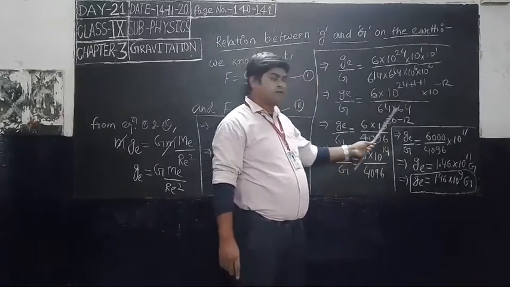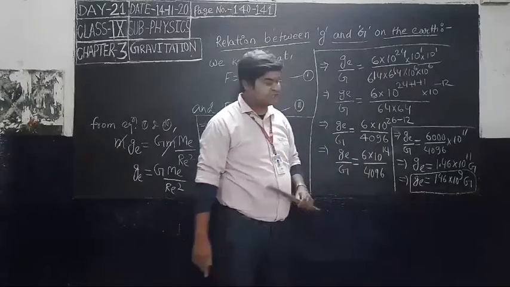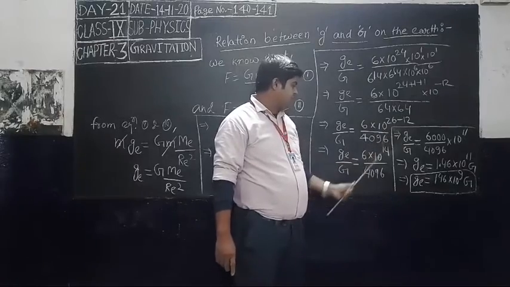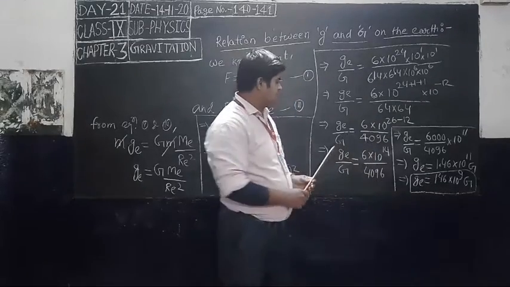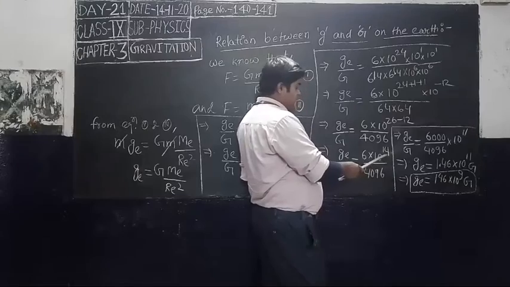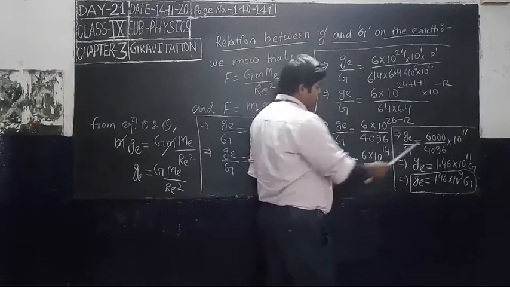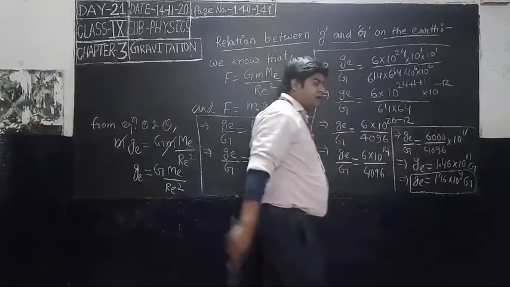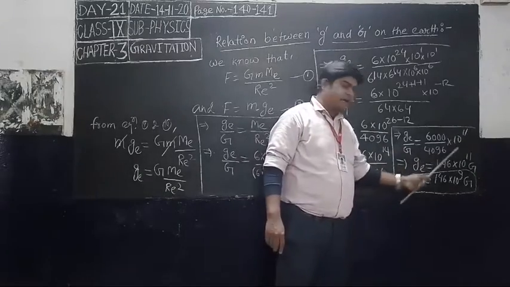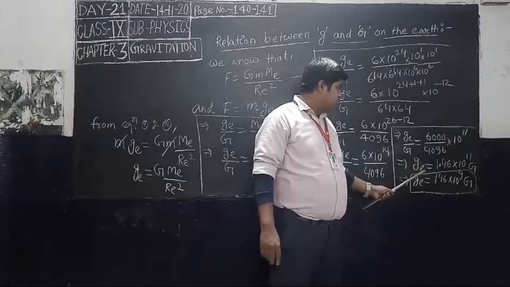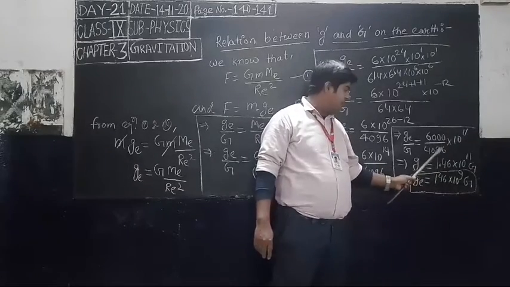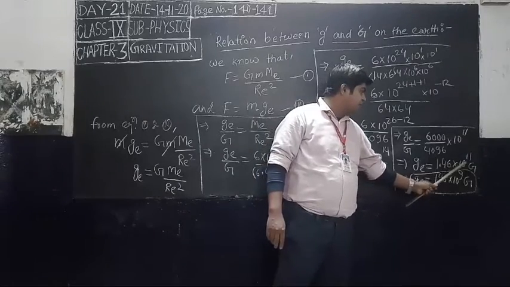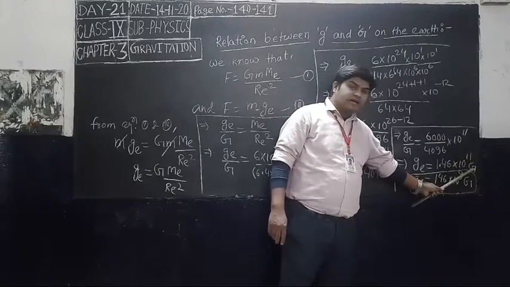By 64 into 64, 4096. g by G is equal to 6 into 10 to the power 14 by 4096. Now take here 3 zeros. So it becomes 6000, and with 3 zeros it becomes 10 to the power 11 by 4096. So we can say that g is equal to 1.46. When you divide 6000 by 4096, it becomes 1.46 into 10 to the power 11 capital G.